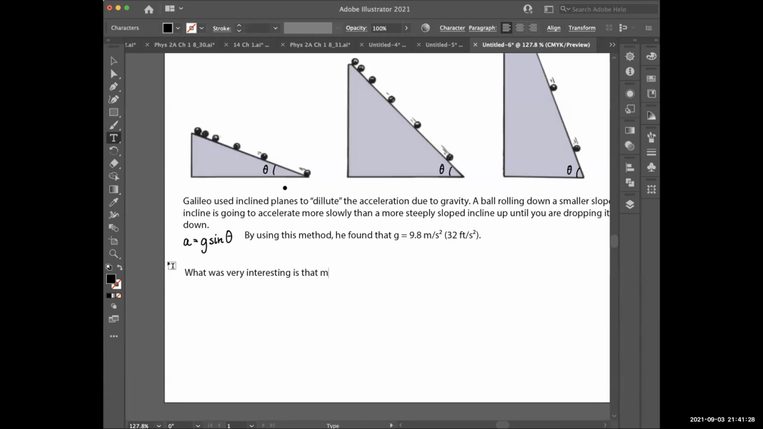The mass of the object didn't matter as long as air resistance wasn't a factor. This is probably another reason why he didn't really do the drop off of the Leaning Tower of Pisa. One, it'd be really hard to time, and two, air resistance would be a factor on that scale.